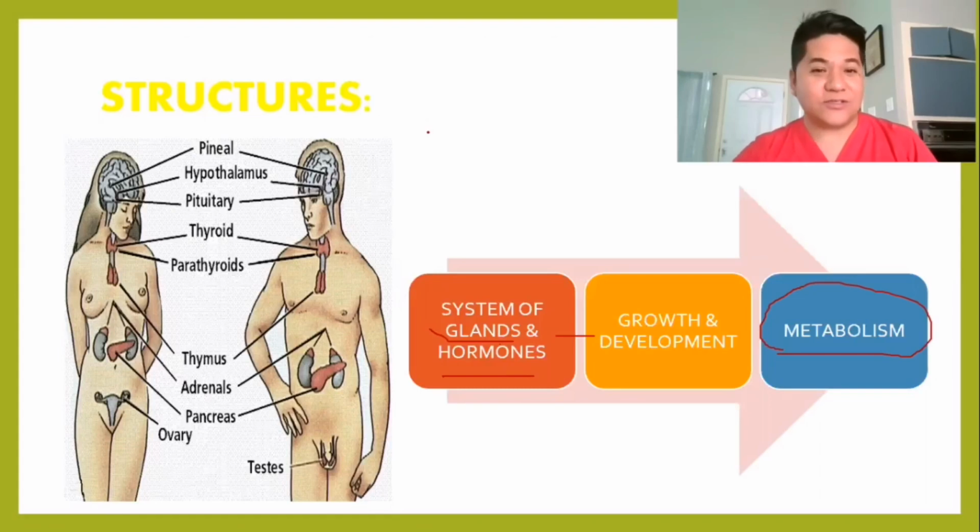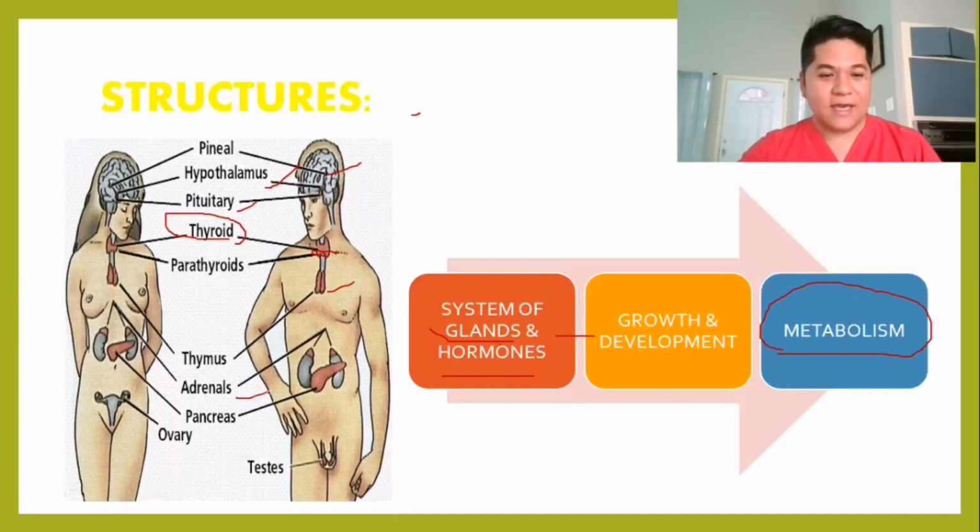So what are the structures involved? These are your pineal, which is located in the brain, your hypothalamus, your pituitary, your thyroid gland, parathyroid, and also your thymus gland, the adrenal or the suprarenal gland, your pancreas, which is considered a GIT or exocrine gland as well, and then your ovary and your testes. So these are the structures that we're going to talk about.